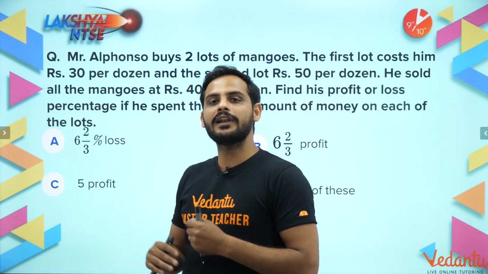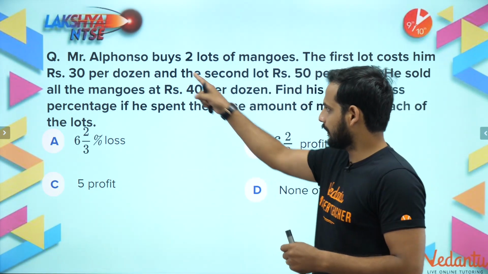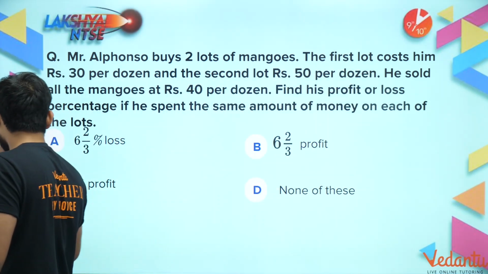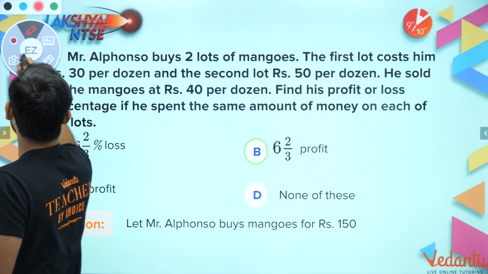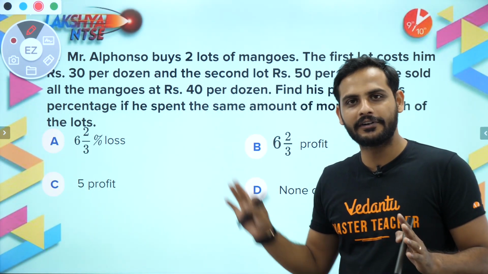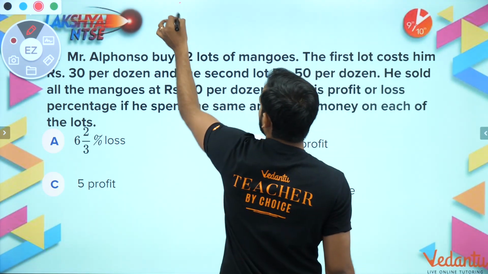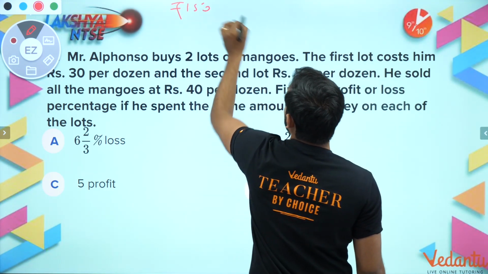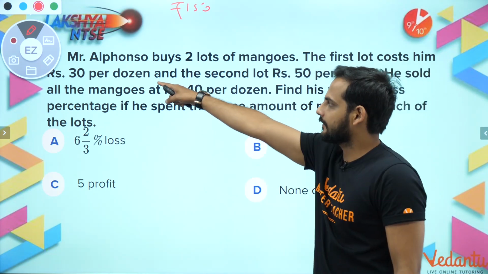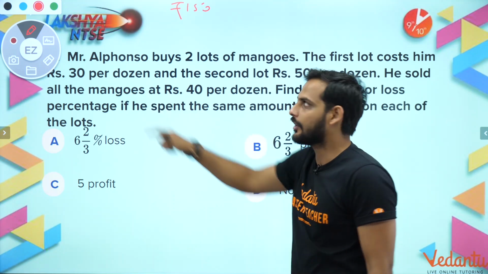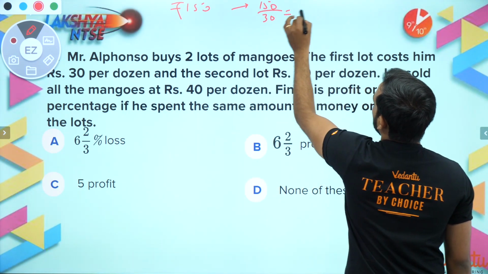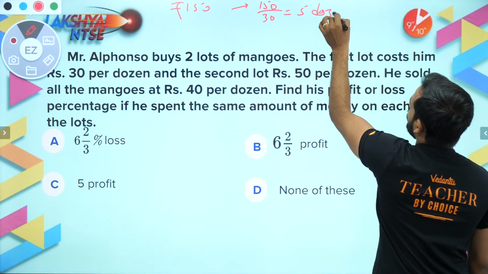So now you will assume the same amount of money which he has spent is the LCM of 30 and 50. So LCM of 30 and 50 is what? LCM of 30 and 50 is 150, right? Let us say he spent 150 rupees on both the lots. Why do we do it? So that the calculation becomes easy. So from the first lot, for 1 dozen 30 rupees, how many dozens has he bought? Sir, he has bought 5 dozens from the first lot.